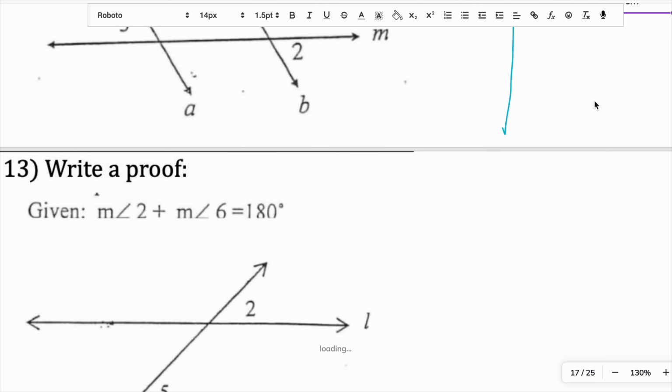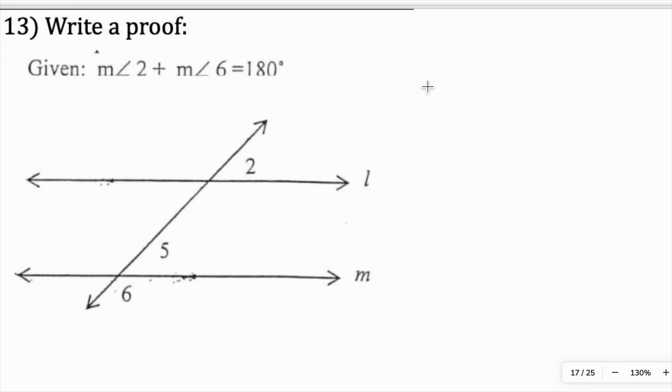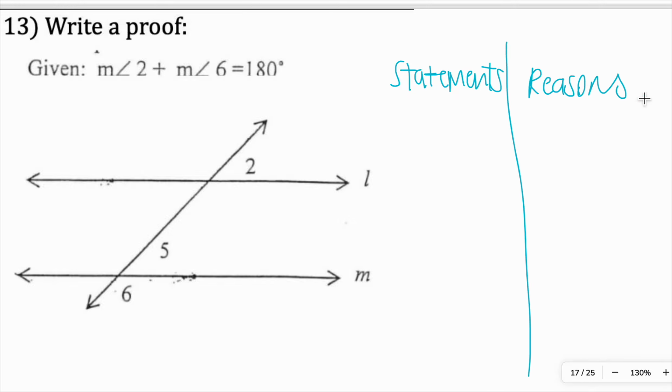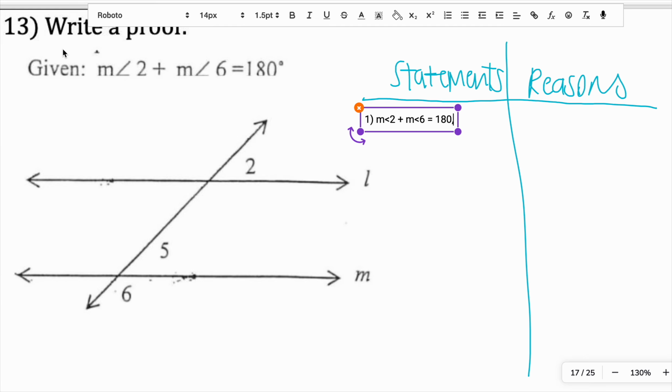Let's go ahead and look at question 13. Write another proof. So I'm going to go ahead and draw my statements and reasons. Okay. Statement 1 is going to be my givens. The measure of angle 2 plus the measure of angle 6 is equal to 180. And there's one more thing here. It just got eliminated right here underneath the given. It should say prove that L is parallel to M.